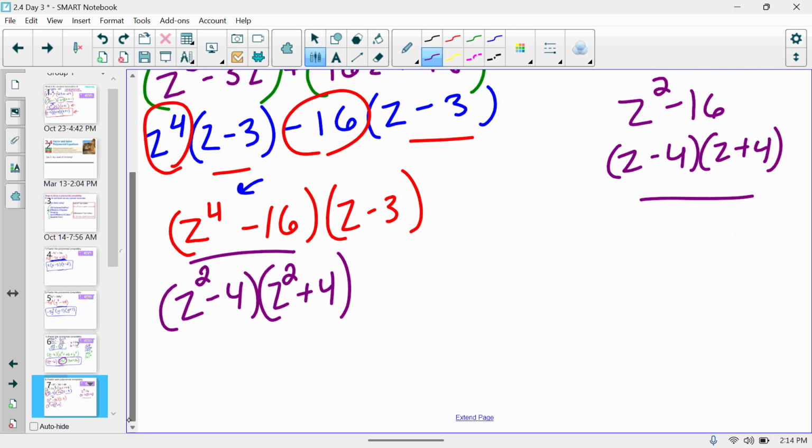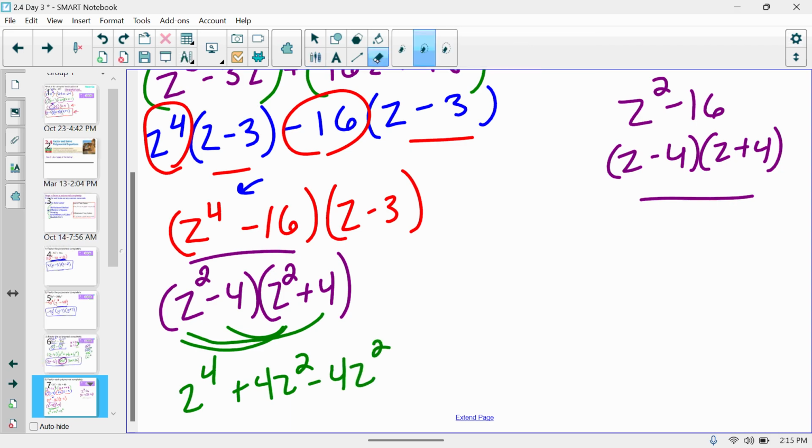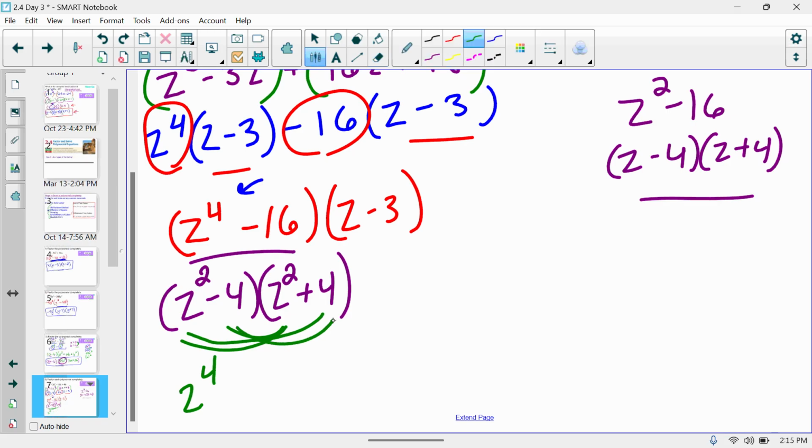Okay, let's pause for a minute and FOIL that out to check it. Z squared times z squared is z to the 4th, right? If I just put z times z, it would only be z squared. That's why I need z to the 2nd times z to the 2nd. Outer would give me 4z squared, but inner would give me negative 4z squared, right? So that's going to add up to 0, and then negative 4 times 4 is negative 16.